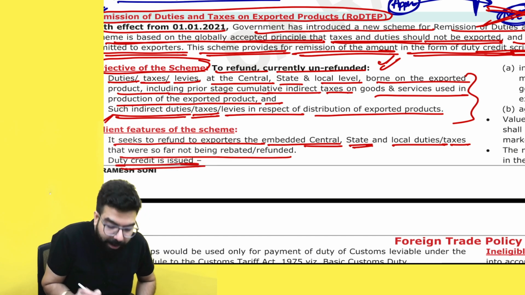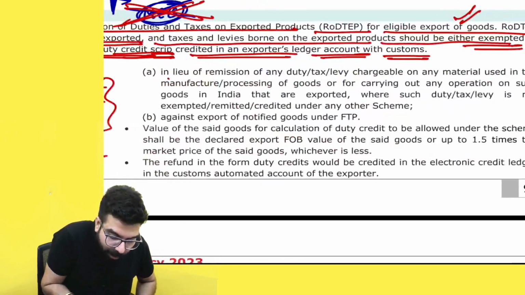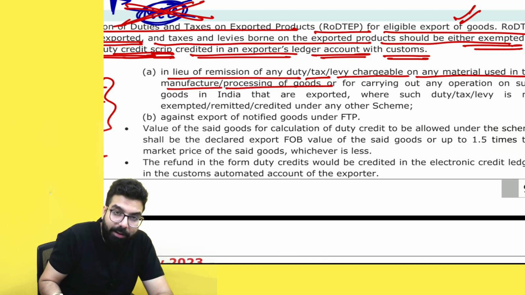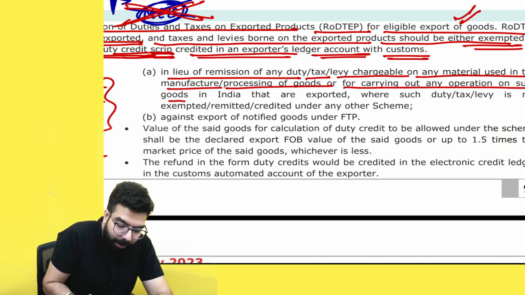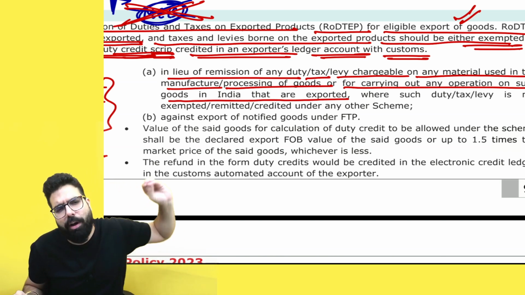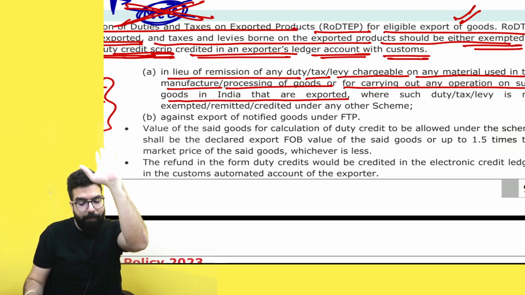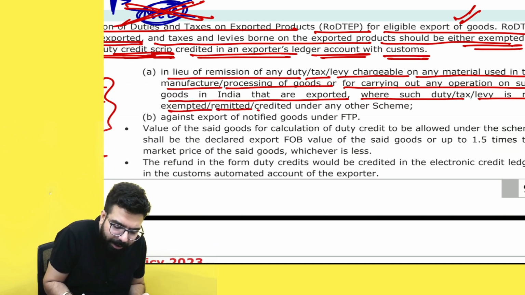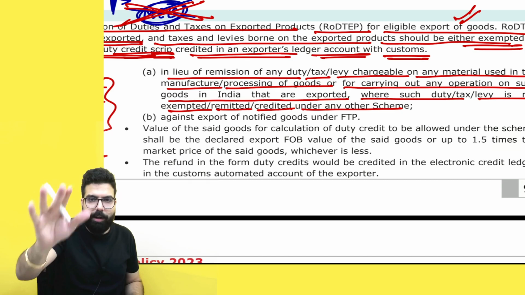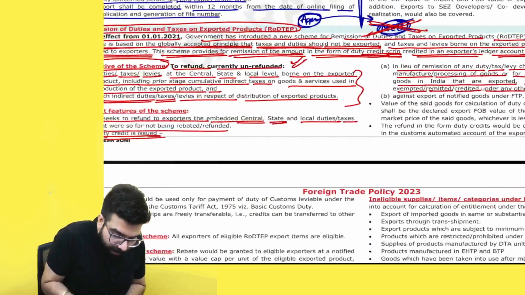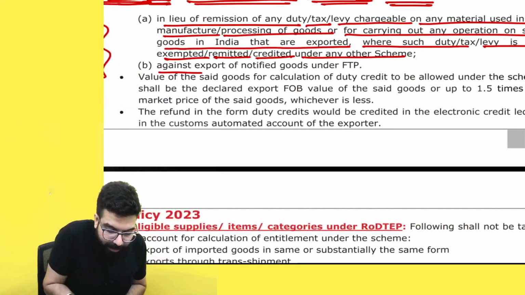And they are telling duty credit will be issued in lieu of any remission of any taxes, duty or taxes levied or charged on any material used in the manufacturing or processing of the goods, or for carrying out any operation on the goods in India that are exported. Baba, any operations on any goods done in India which you are exporting, whatever duties you have paid will be given back to you under the RoDTEP scheme. Where such duty is not being exempted, remitted or credited under any other scheme, that duty will be refunded to you under the RoDTEP scheme. And they are telling over here, duty credit is issued against export of notified goods.